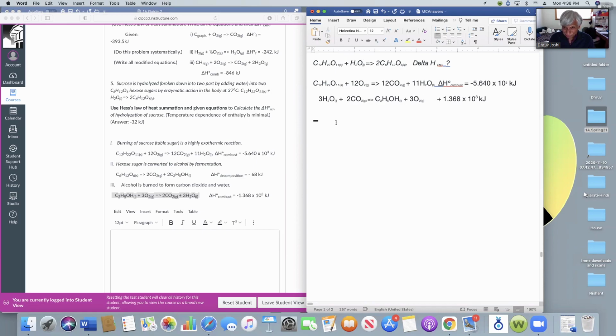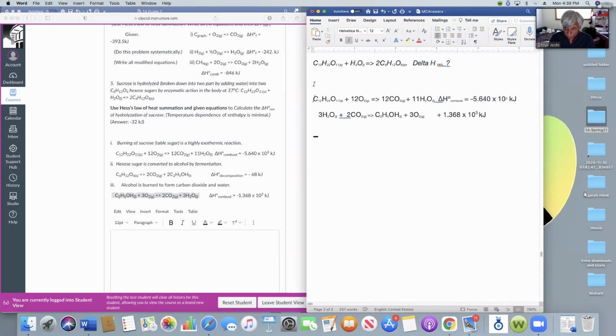So we need to multiply this by 4 in order to get 12H2O. So we're going to multiply this by 4. The whole thing to be multiplied by 4. The whole thing, all of it.